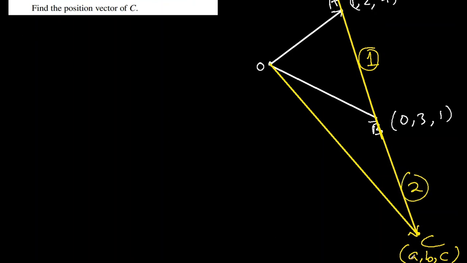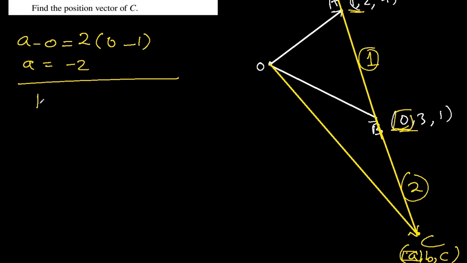How? First we'll find the difference between the x coordinate of this point and this point, which is a minus 0. And this length, though it does not look like it because there is a scarcity of space, is twice this length. So a minus 0 will be twice the difference between 0 and 1, that is 0 minus 1. And that's how we get a equal to minus 2.